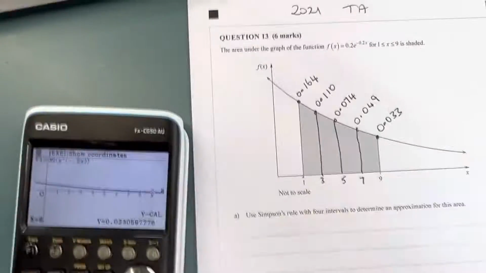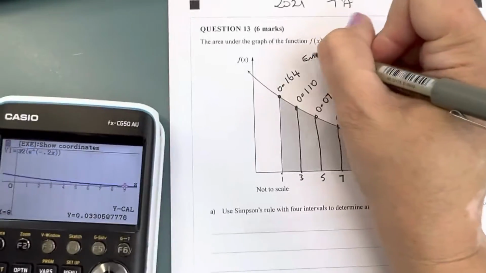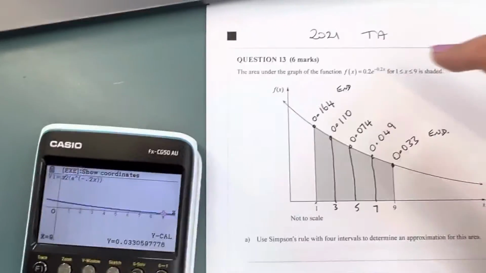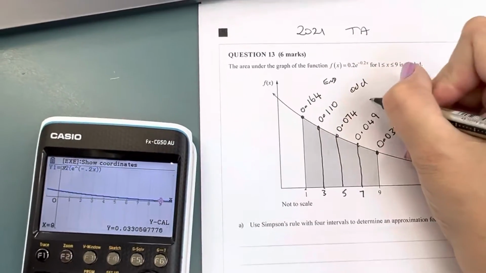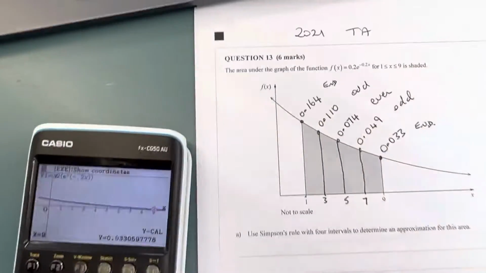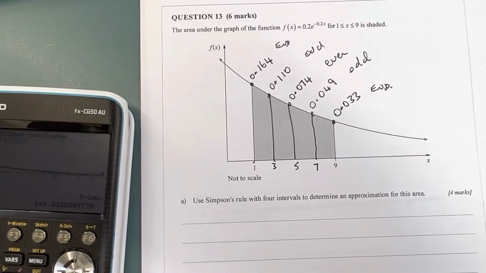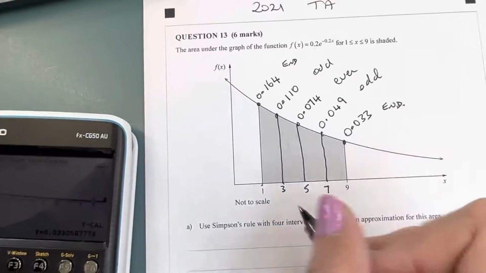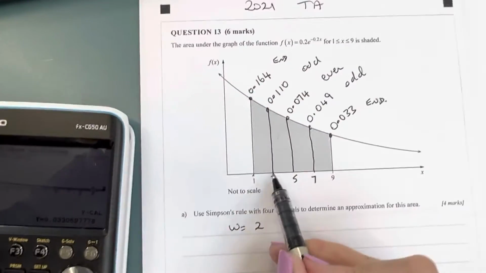Now these are my x values. Sorry for the shakes there, apologies. And then remember when we number them, we always go 0, 1, 2, 3, 4. So this is going to be an odd, an even, and an odd. I'll refer to that when we do our Simpson's rule. The width of each of our strips, W, is 2, because we're jumping in 2s.